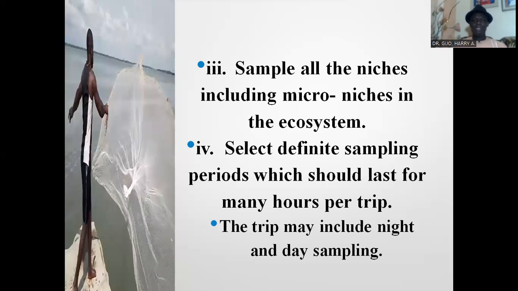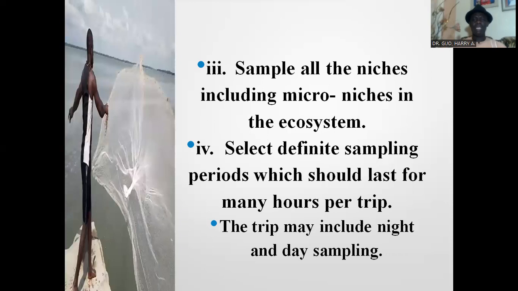The fourth is that you should select definite sampling procedures which should last for many hours per trip. The trip may include night and day sampling because there are some fish species that are active at night, some are active during the day. Some species can easily be collected at night, while others are collected during the day.